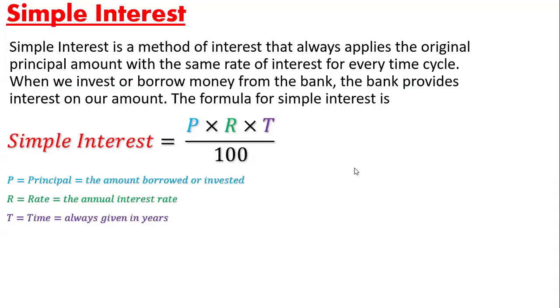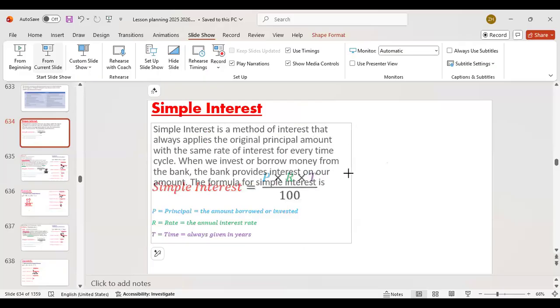Very good. And Chai, when we say rate, what do we mean by the rate? The annual interest rate. Very good. And Irvin Phillips, time is always given in what? Years. Time is always given in years. Very good. Okay, so let's go ahead and do a very simple question, which I believe all of you are gonna get in a heartbeat.